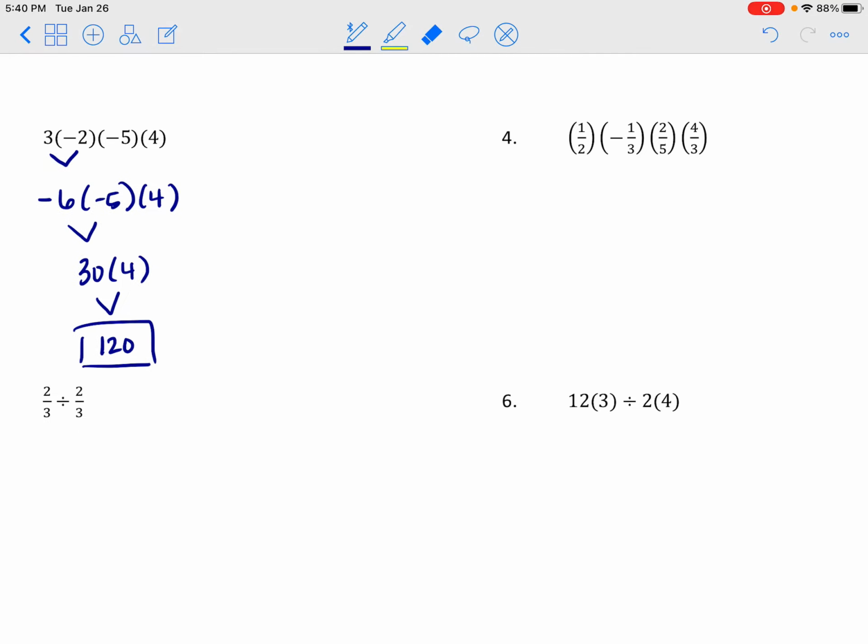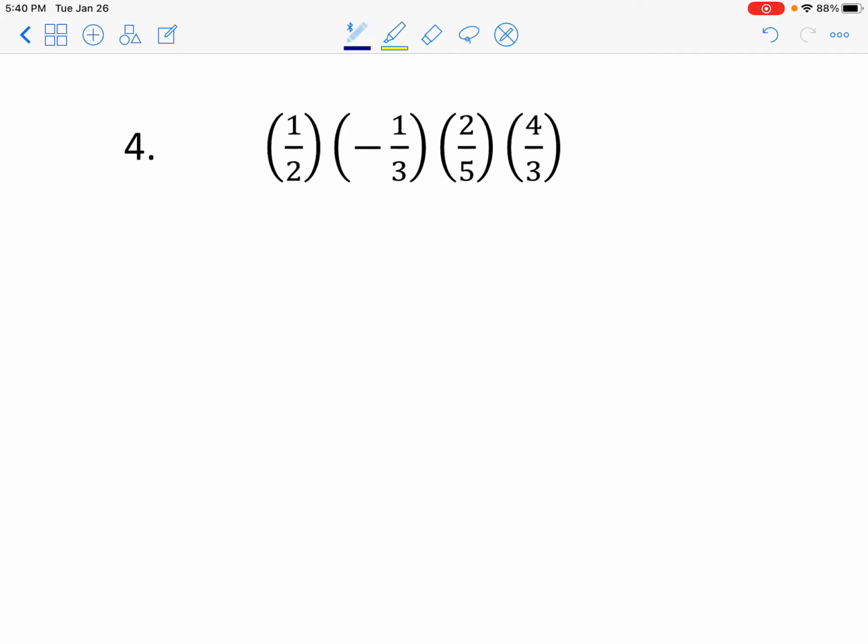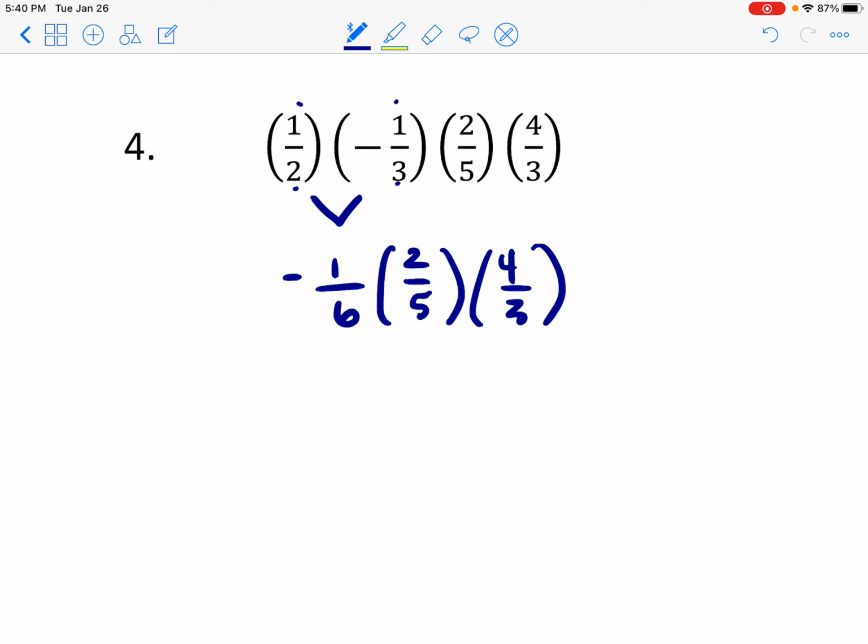And you might want to do that if you had these fractions and you don't like fractions. But I'm going to go left to right with this one as well. So positive negative is going to make a negative. Multiplying fractions is straight across. So 1 times 1 is going to be 1, and 2 times 3 is going to make 6. And then I'm going to bring down my 2/5 and my 4/3.